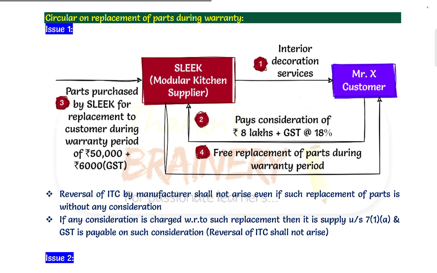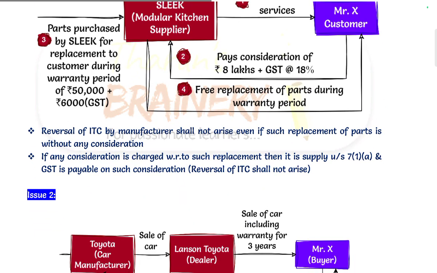And interior decoration services. The consideration was 8 lakh for GST-free replacement parts during the warranty period. The parts purchased by Sleek for replacement for the customer during warranty cost 50,000 plus GST. Reversal of ITC for the manufacturer shall not arise even if the replacement of the part is without any consideration.